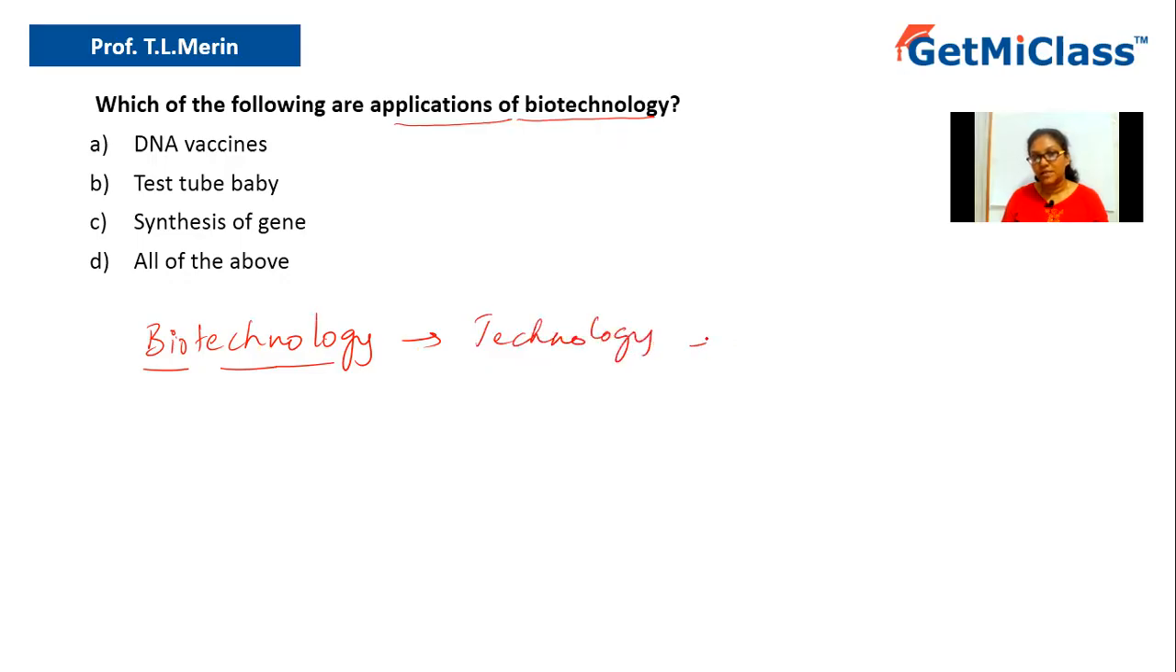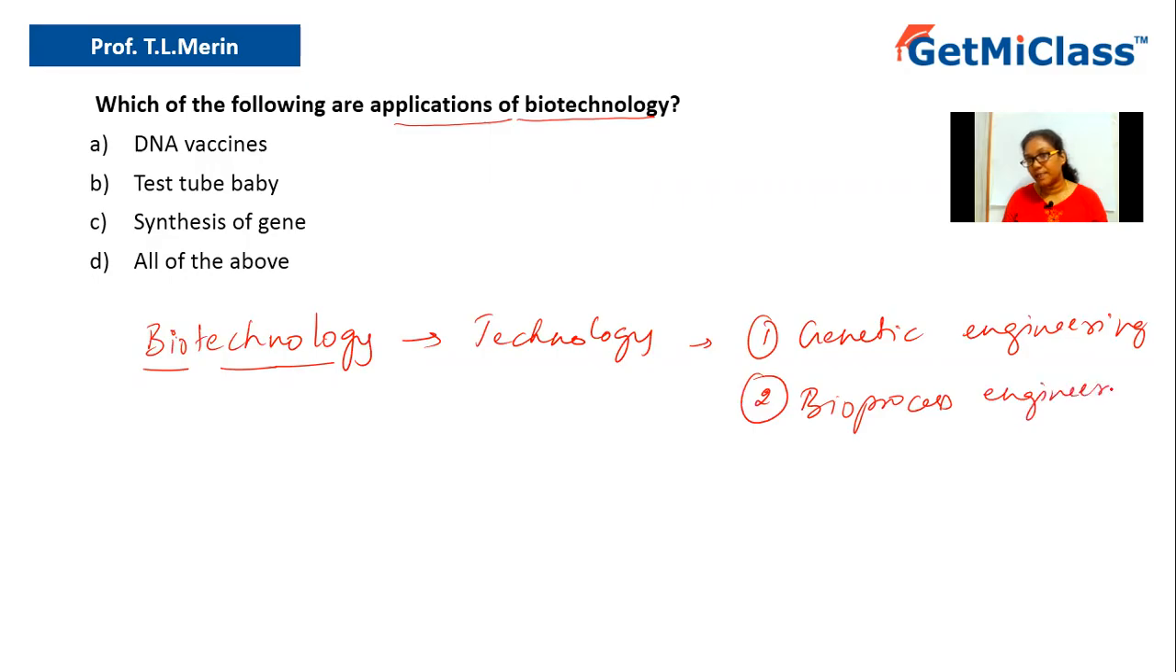So biotechnology is nothing but a technology which basically uses two principles. The first one is called genetic engineering, and the second one is called bioprocess engineering. So when you talk about biotechnology, as I said, it works on two principles.